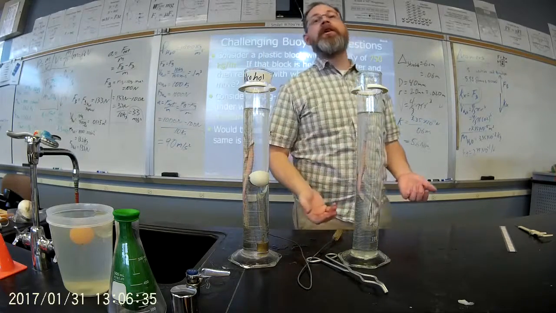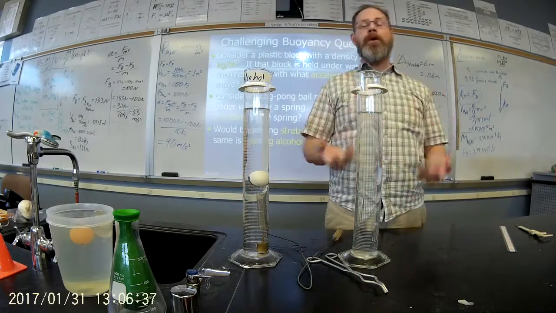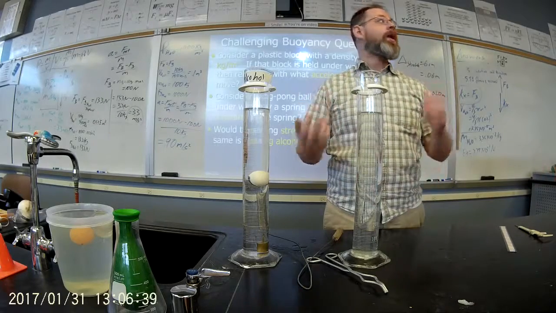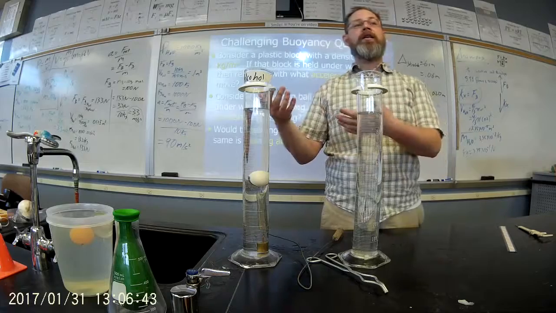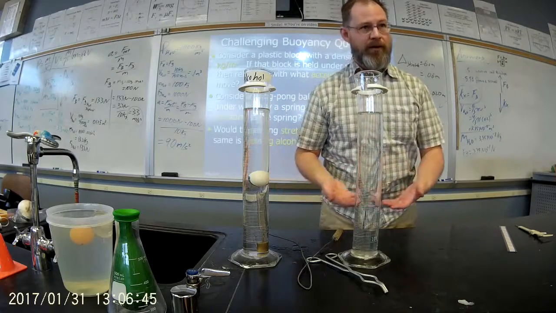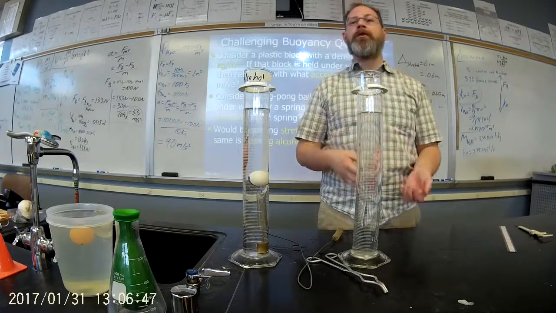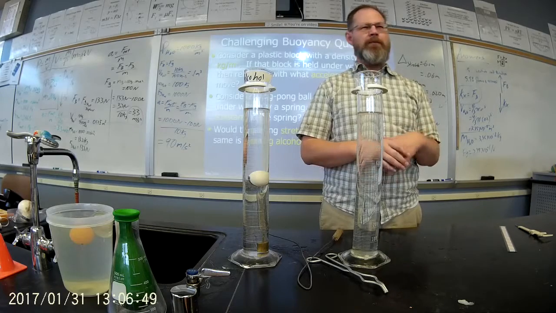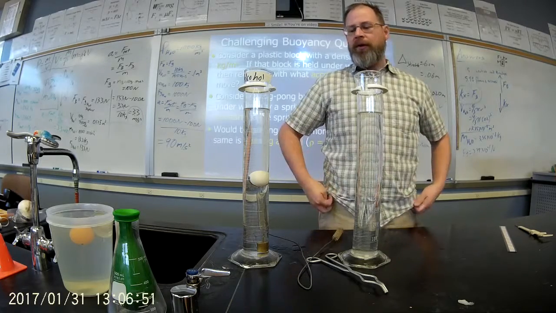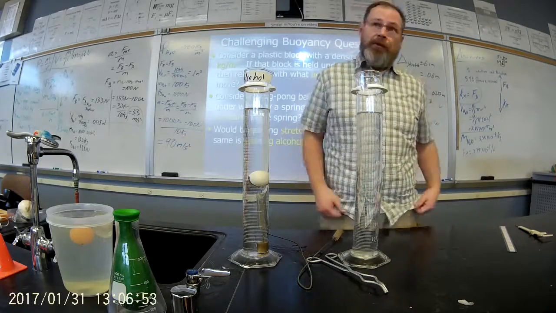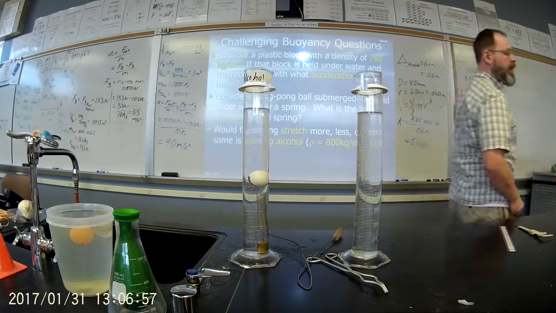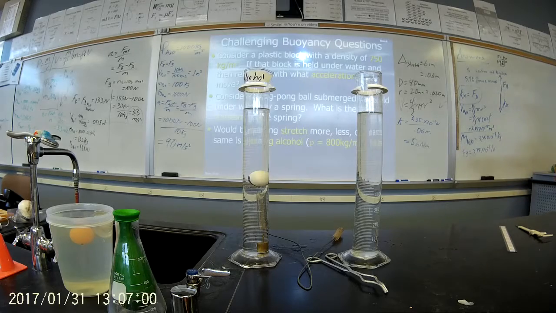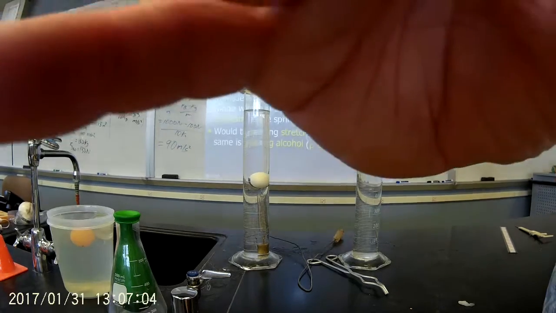Why did the spring stretch less? The buoyant force was less. Why was the buoyant force less? Because the density of the fluid was less. Does that make sense? Remember that? Buoyant force depends upon the density of the fluid. It is the weight of the fluid displaced. So if the weight is less, the buoyant force is less. If the density is less, the weight is going to be less. Questions?